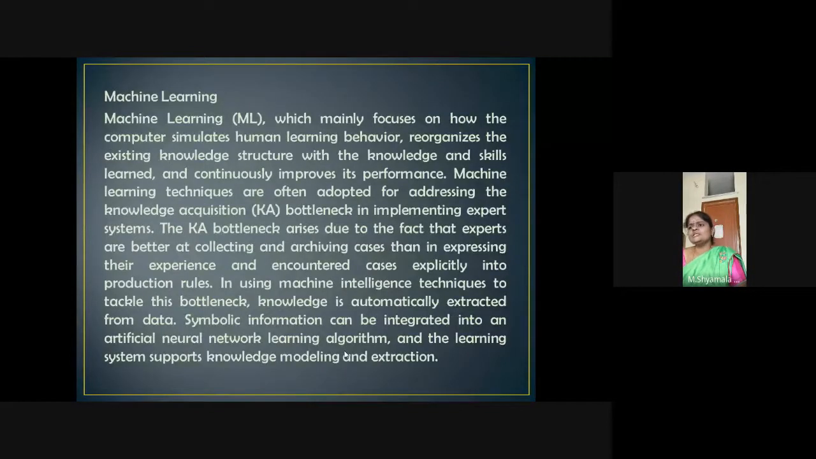Next one is machine learning. Machine learning mainly focuses on how a computer simulates human learning behavior and reorganizes the existing knowledge structure with the knowledge and skills learned, and continuously improves its performance. These machine learning techniques are often adopted for addressing the knowledge acquisition bottleneck in implementing expert systems.